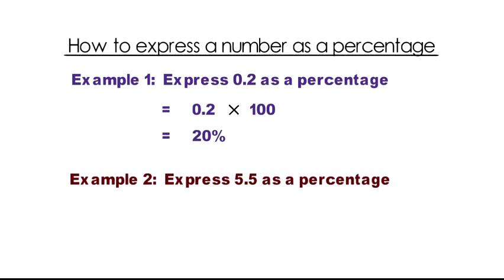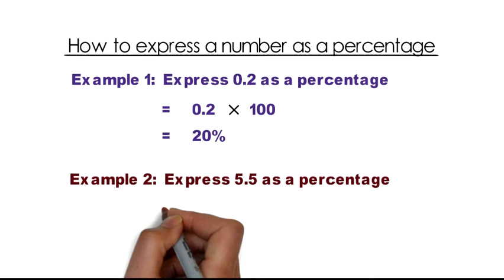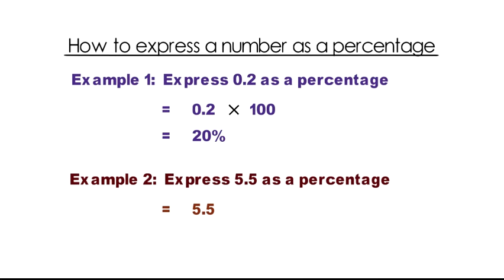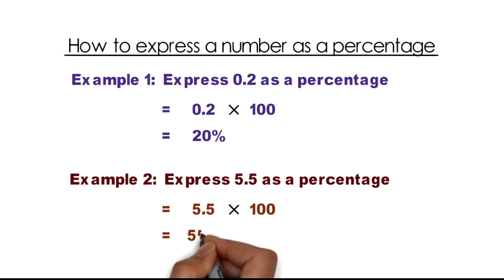Let's solve another example. Example 2. Express 5.5 as a percentage. In this question, we are asked to express 5.5 as a percentage. Just like we solved in the first example, we will multiply the number 5.5 by 100. So, this is equal to 5.5 times 100, which is equal to 550%. So, in these two examples, we have learned how to express a number as a percentage.